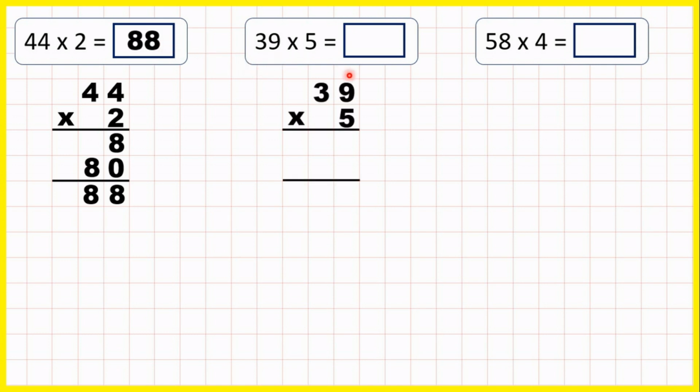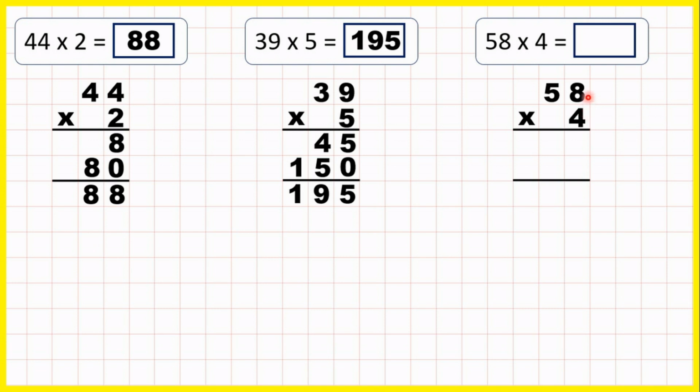Now 39 times 5. 9 times 5 is 45. Then we're going to move on to the tens digit, so we need a 0 in the ones of our second answer line. And 3 times 5 is 15. So now we just add up our answer lines, and 39 times 5 is 195. Now 58 times 4. 8 times 4 is 32, 0 in our second answer line. 5 times 4 is 20, then we add up our answer lines, and we have our answer.